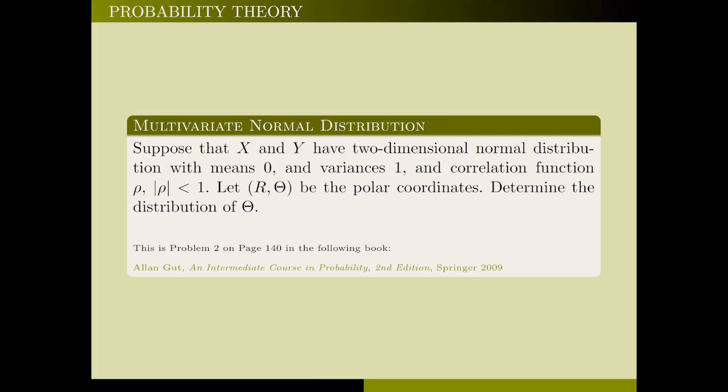Hello, in this video I'm going to solve the following problem for you, probability theory, on the topic of multivariate normal distribution. Suppose that x and y have two-dimensional normal distribution with means 0 and variances 1 and correlation function ρ, in which absolute value of ρ is less than 1. Let capital R and capital theta be the polar coordinates. Determine the distribution of theta.